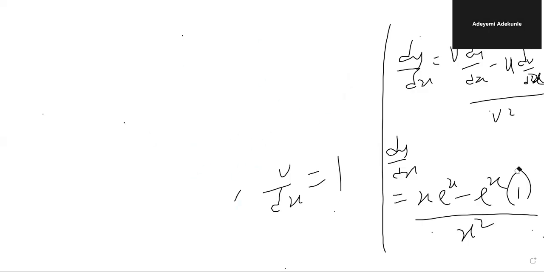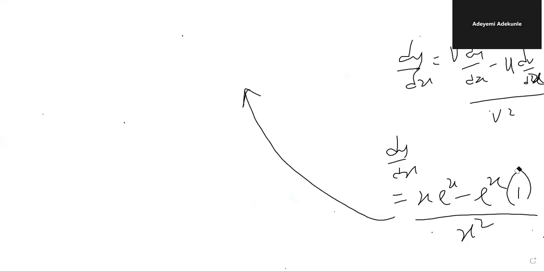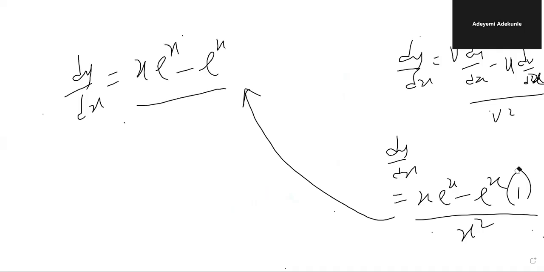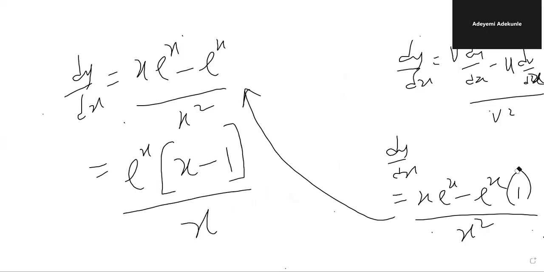From where we stopped here, we can say that our dy dx equals x e raised to power x minus e raised to power x, because e raised to power x times 1 is e raised to power x. But they have something in common: e raised to power x is common. We can write it as e raised to power x times x minus 1, then over x squared.